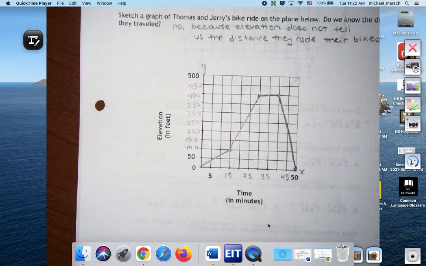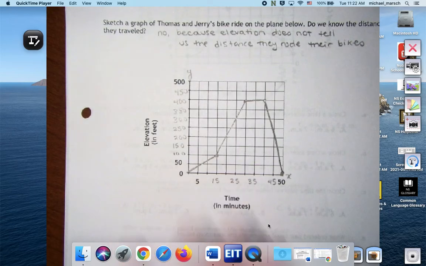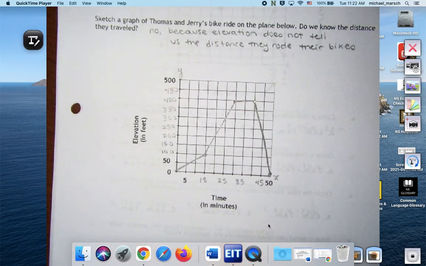Okay, so we don't know how far they traveled because elevation does not equal distance that you've traveled, right? So if you've ever been on a hike before, it can take you like hundreds of yards to elevate maybe only 100 feet, right? So those are not going to match up. They do not equal the same thing. So no, we don't know how far they went. We just know how high up and down they went in elevation. Oftentimes when you're going up in elevation, you have to weave back and forth. You don't just go straight up, right? So your distance traveled is bigger than your elevation traveled.